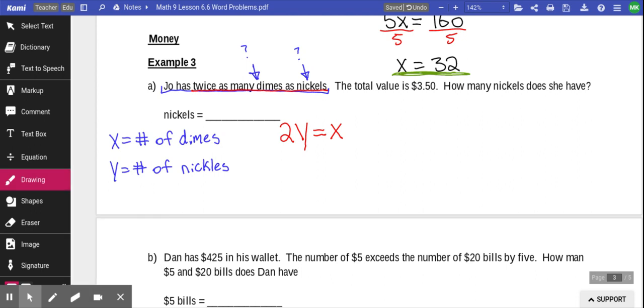All right, second sentence. The total value is $3.50. That's tricky. To do that, if you wanted to figure out how much money you had, you would take the number of dimes you have, which is x, and you would multiply it by the value of a dime, which is 0.1. Then you would add how much money you have in nickels. You have y nickels, and you times that by the value of a nickel, which is 0.05. And that total should be $3.50.